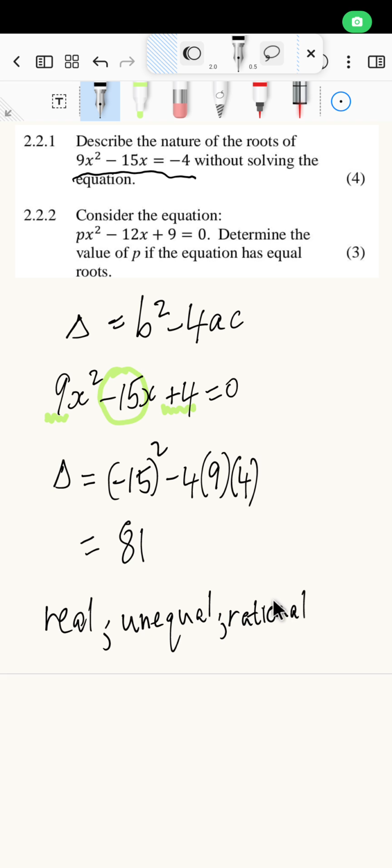How do we know rational? Because 81 is a perfect square, 9 times 9. Okay. Real. How do you know it's real? Because it's not negative. If it was negative, it would be non-real and we would be done. But because it is a positive value, it is a real value. Then unequal. Unequal because it's not 0. So you would have two different roots. Unequal, two different roots. Rational, this is a perfect square. So you would end up with a nice number that looks like a fraction, or can be a fraction, because this over here is a perfect square, and you are done with that question.